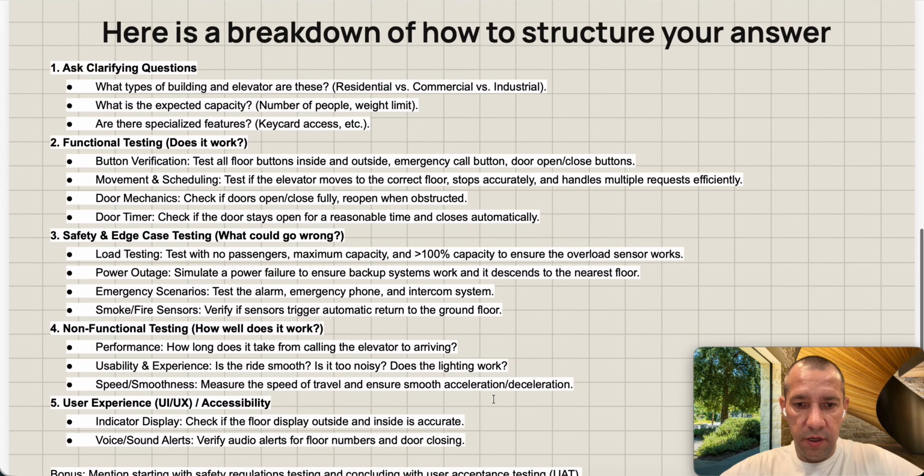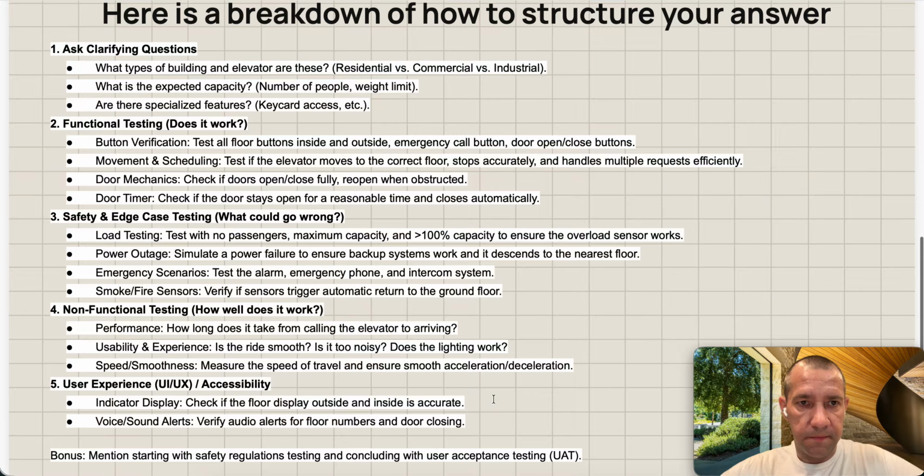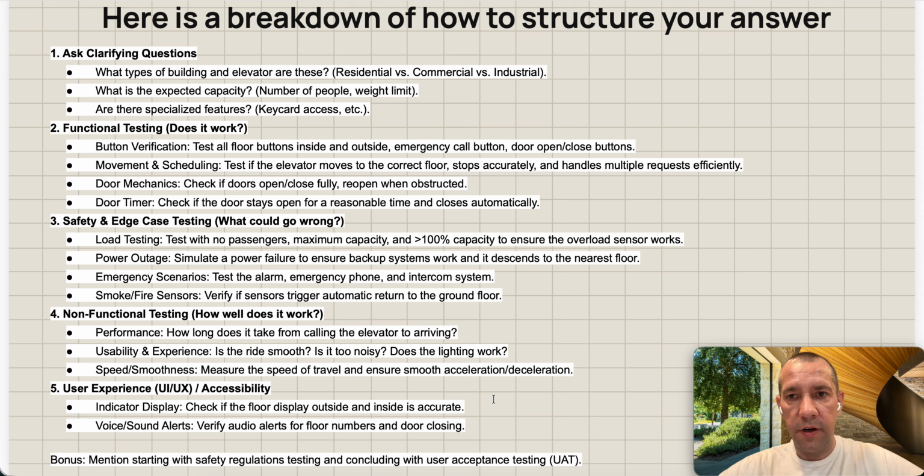Now, to give you a bit more details, here is a breakdown of how to structure your answer, one of the possible ways. And one more time, ask clarifying questions first. What type of building and elevator are these? Residential, commercial, industrial? What is expected capacity? Number of people, weight limit? Other specialized features like keycard access or something like that.